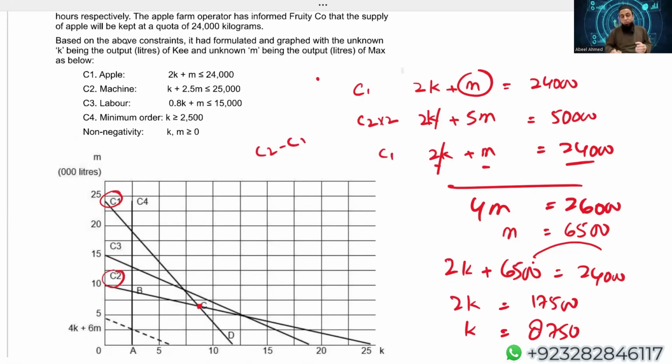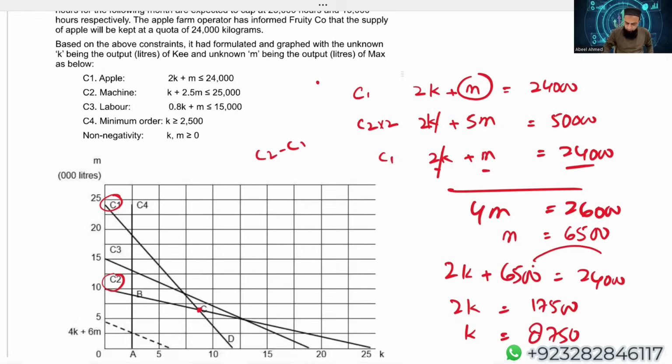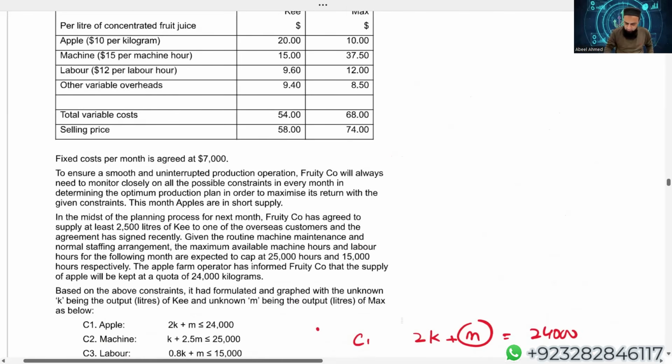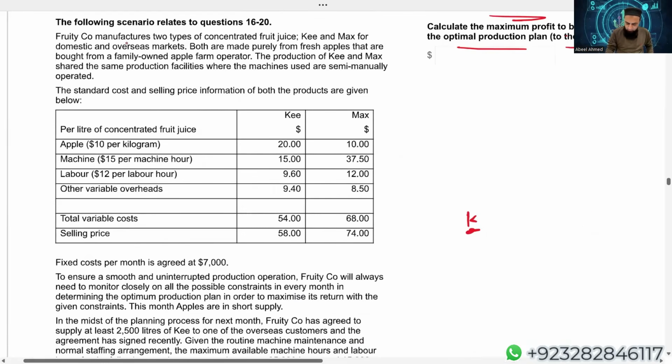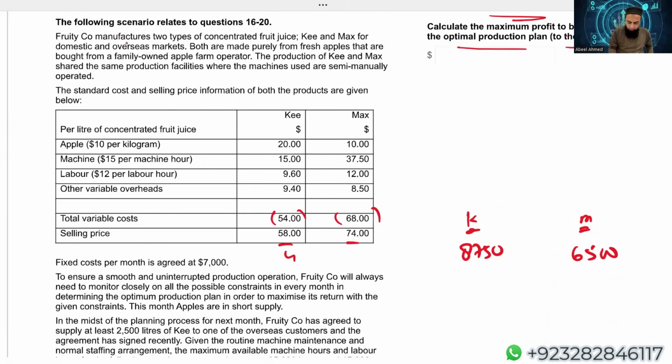The examiner is asking here, what is the maximum profit? They're not asking for the maximum production plan units. Okay, fine. K will be producing 8,750, M will be 6,500. Contribution of K, we know, is 4. Contribution of M will be 6. So multiply by 4, multiply by 6.